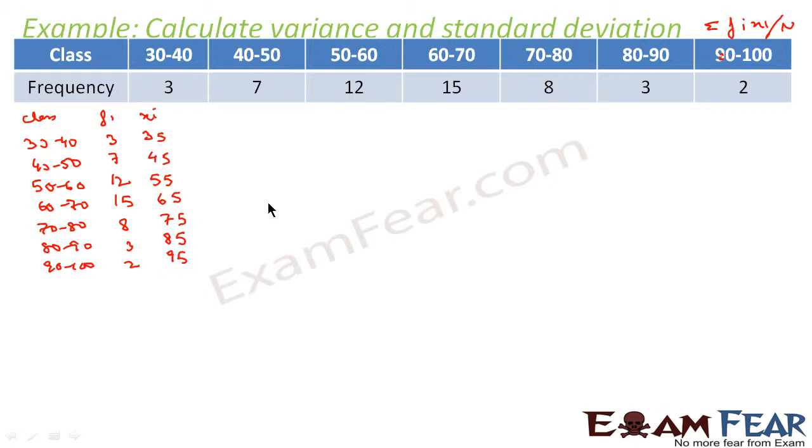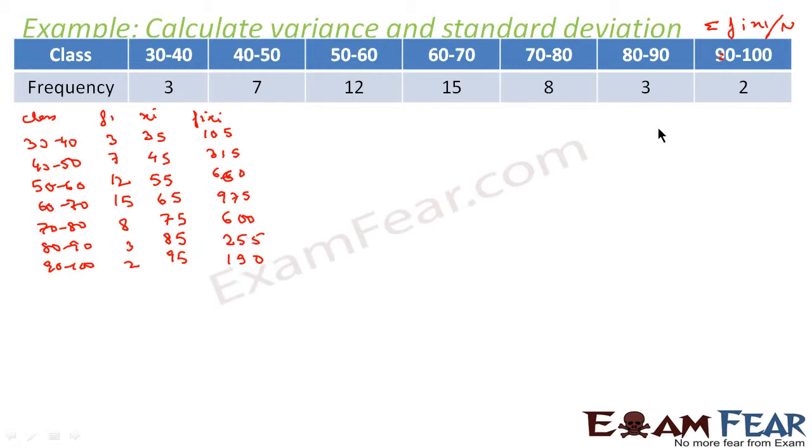So we have got xi and fi. We have to find the summation of fi xi, so we multiply these two. 3 into 35 becomes 105. 7 into 45 becomes 315. 12 into 55 becomes 660. 15 into 65 becomes 975. 8 into 75 becomes 600. 3 into 85 becomes 255, and 2 into 95 becomes 190.